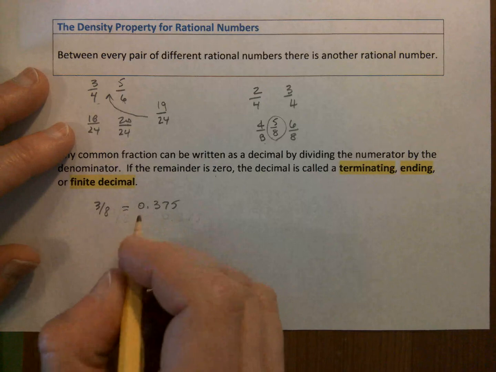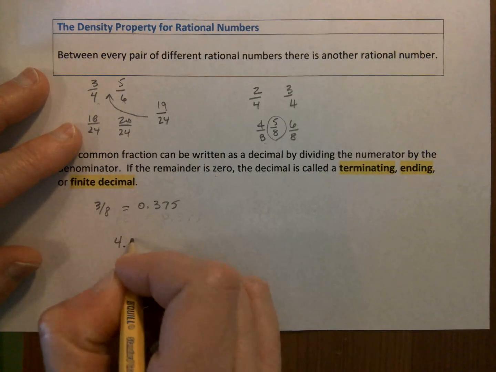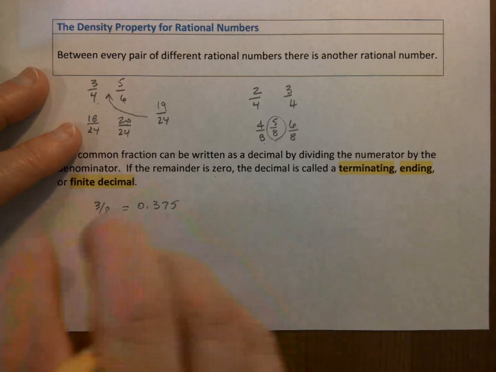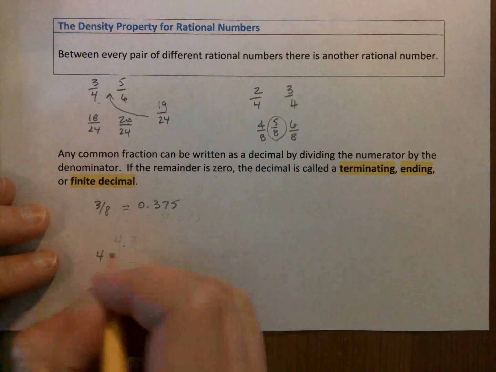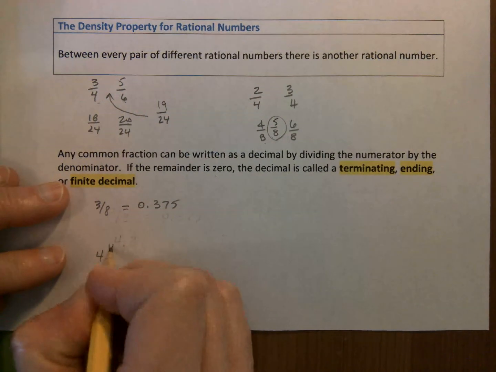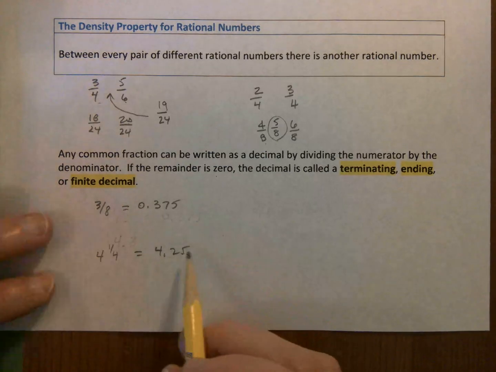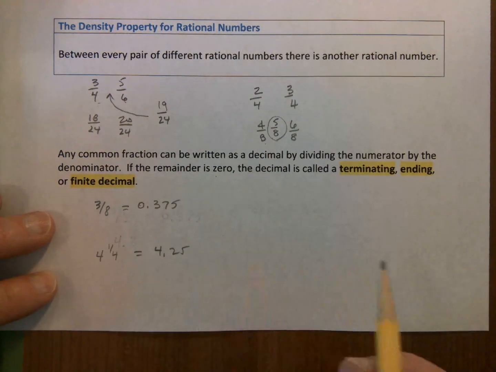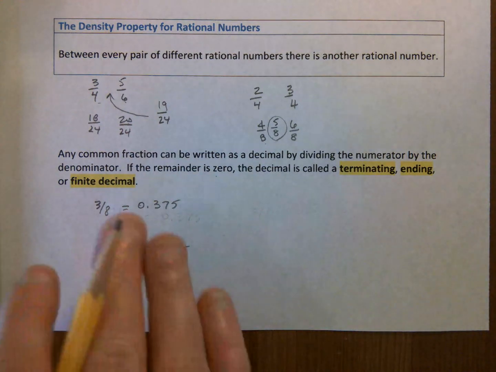If I have, let's see, what's another example? If I have 4 and 1/4, I can write that as 4.25. Again, it ends. If I were dividing it, it wouldn't keep going. So those are terminating, ending, or finite. They all mean the same thing.